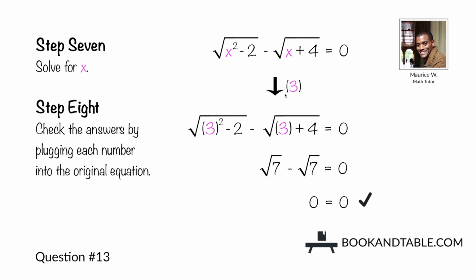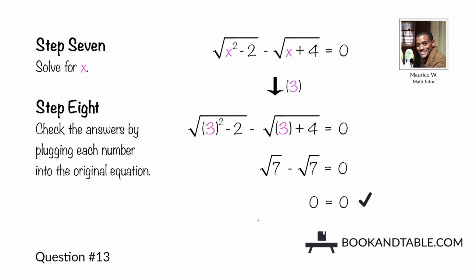The second value, 3. 3 squared is 9. 9 minus 2 is 7. 3 plus 4 is 7. So we wind up with radical 7 minus radical 7, which is 0. So since the left side equals the right side, that proves that x also equals positive 3.